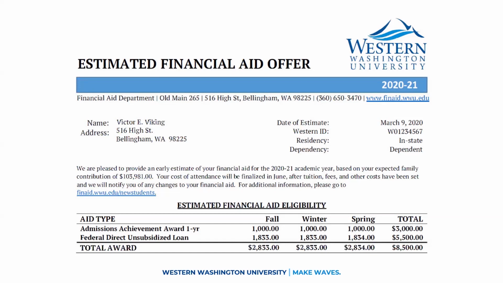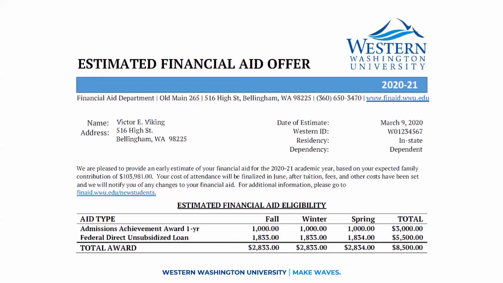Or maybe I should start a little bit higher than that. In that paragraph there, we have an expected family contribution for this family of just under $104,000. So that's a higher number, and based on that, we would expect to see probably just some loan offered, which is what we do see under that estimated financial aid eligibility section. So you can see that federal direct unsubsidized loan. It is split evenly, allocated between fall, winter, and spring quarters as the university charges tuition and disperses financial aid to a student's account on a quarterly basis.